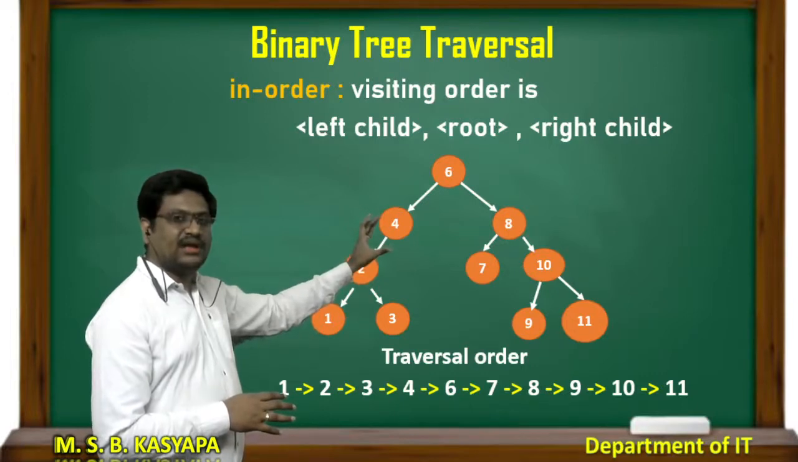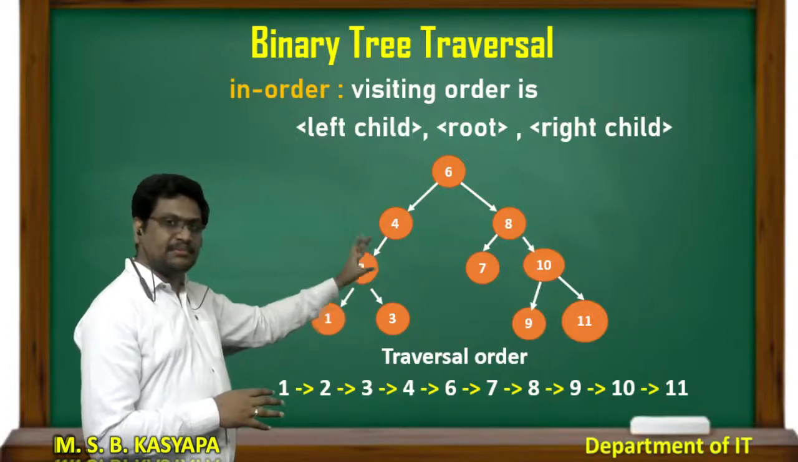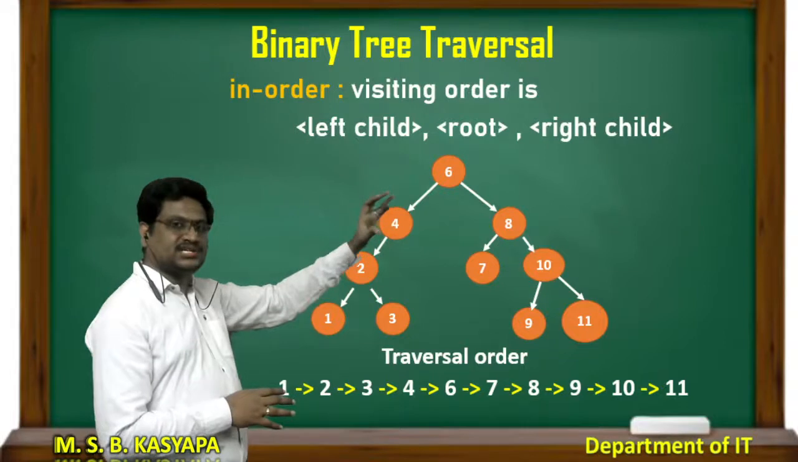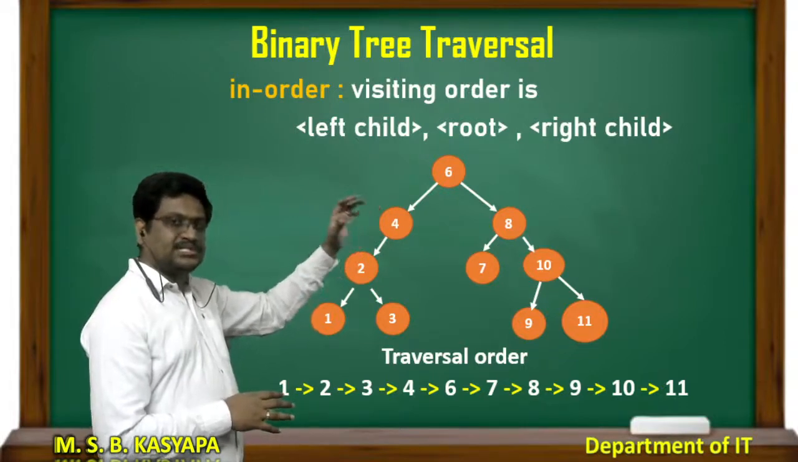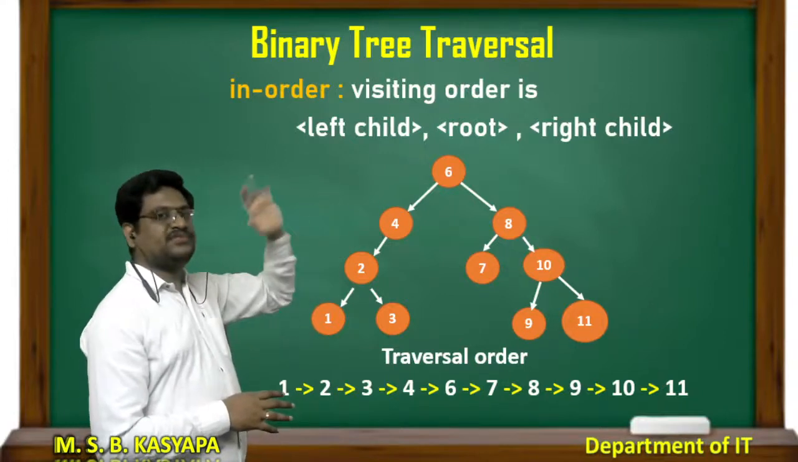I have visited 4. I am checking whether 4 has any subtrees on the right side or not. It doesn't have any subtrees on the right side. So I am moving to the parent node, that is 6. So I have visited 6. I am checking whether 6 has any parents. No, it doesn't have any parents. Why? Because 6 is the root node.